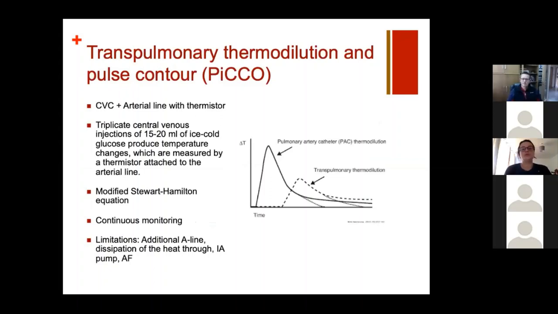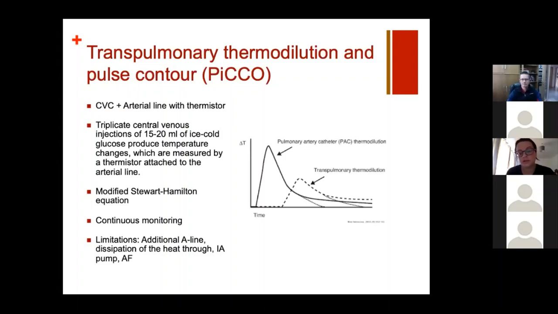So, transpulmonary thermodilution and pulse contour analysis. This is like a mixture of the pulmonary artery catheter with the waveform analysis. What you need for that is a central line and an arterial line with a thermistor. You use a very similar method: in PiCCO, we use 10 to 15 to 20 mL of ice-cold glucose of known temperature, and we inject it, and it circulates through the body to our arterial line, where the thermistor measures the temperature.